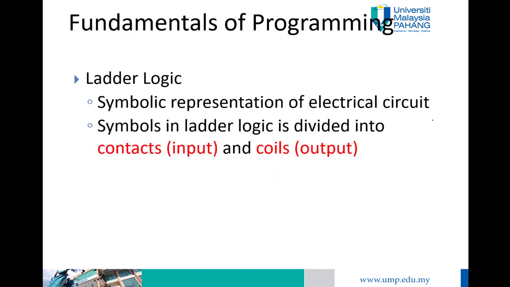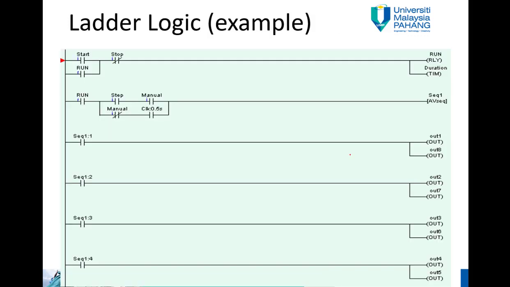Now we move to the fundamentals of PLC programming. As mentioned, the program for a PLC is called ladder logic or ladder diagram. Basically, it is a symbolic representation of an electrical circuit. Symbols in ladder logic are divided into contacts, or inputs, and coils, or the outputs. This is an example of ladder logic. We have the input side here, and this side is the output.